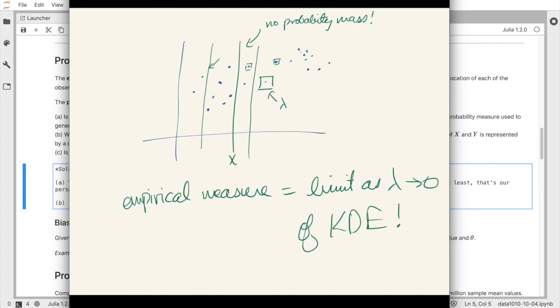Because the kernel density estimator is smearing out the 1 over n probability mass in a small lambda box around each point. And so if you do that in a lambda box that's extremely tiny, that's pretty much the same as just leaving all the probability mass right there at that point. And that's what the empirical measure does.